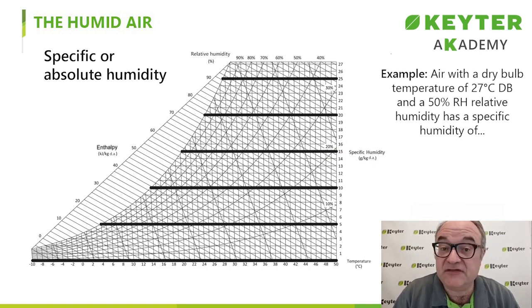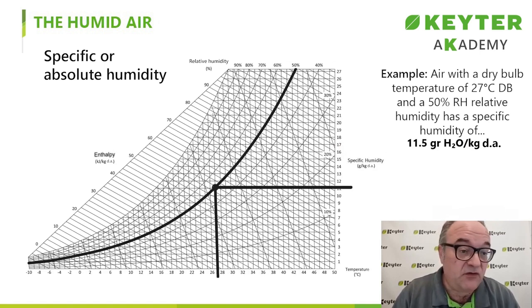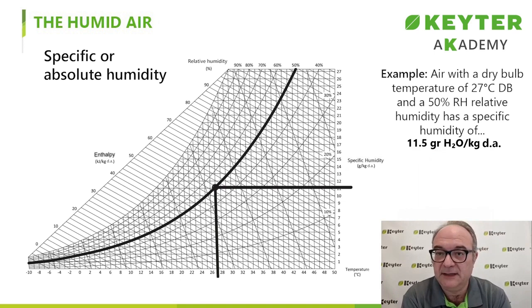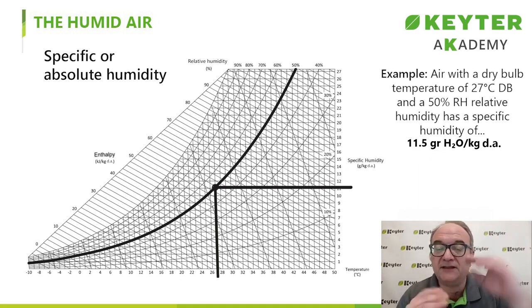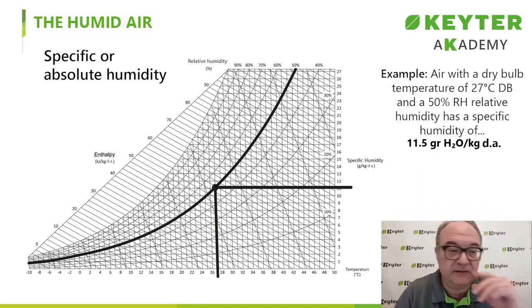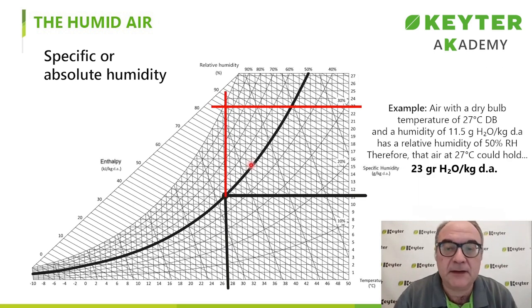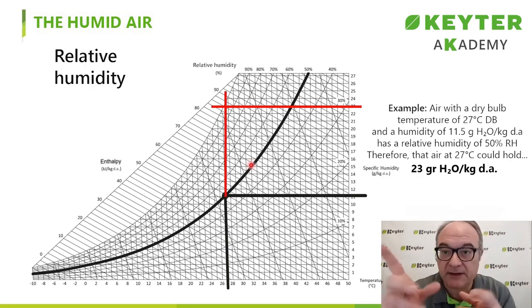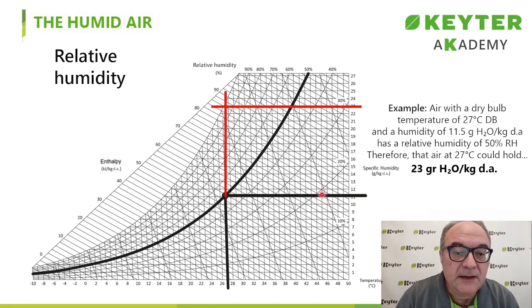For the case of 27.50, the specific humidity would be, we take this point, send it horizontally, and it tells us that it has 11.5 grams of water. As we said before, this air with a 50% relative humidity is at half load. It can hold another 50%, it's a glass half full or half empty. With this, by adding water in the form of steam, instead of 11.5, it could hold 23 grams of water per kilogram of dry air.